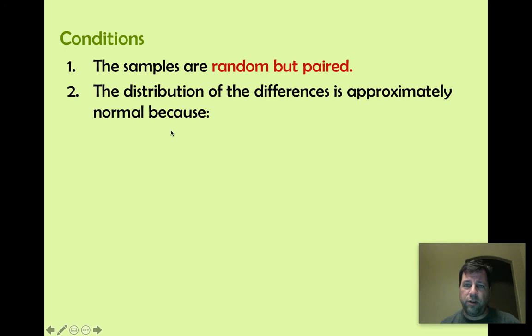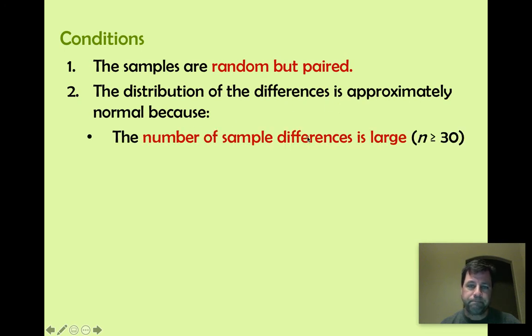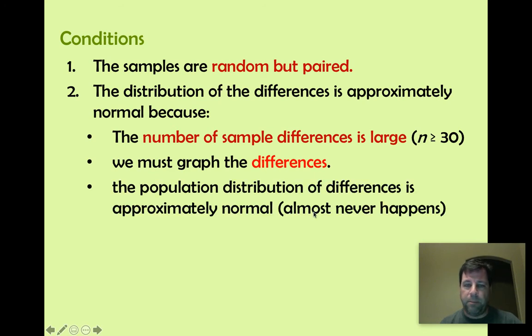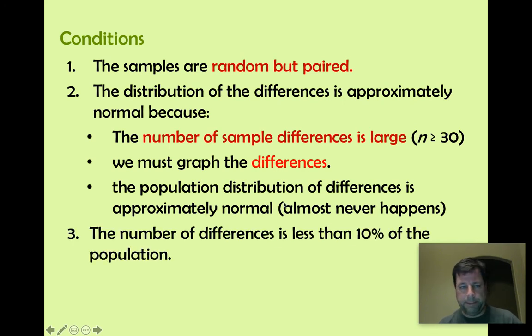The distribution of differences is approximately normal because we have larger than 30, which you won't have, because we'll have to calculate those differences. You'll have to graph the differences, okay? The population of the differences is approximately normal, and this never happens. I like to say it, but this doesn't ever happen, okay? The number of differences is less than 10% of all the population.